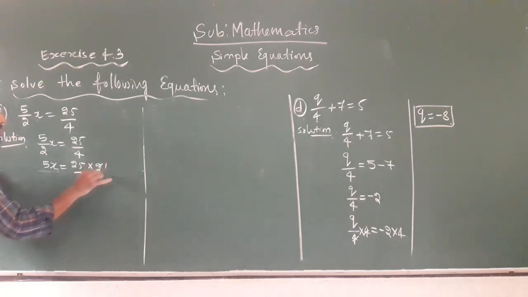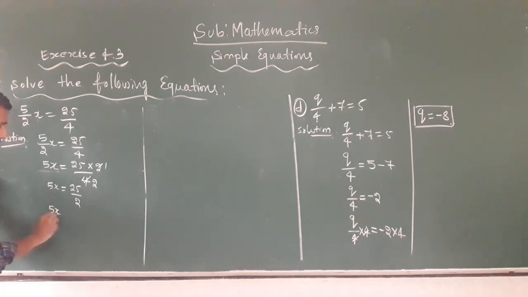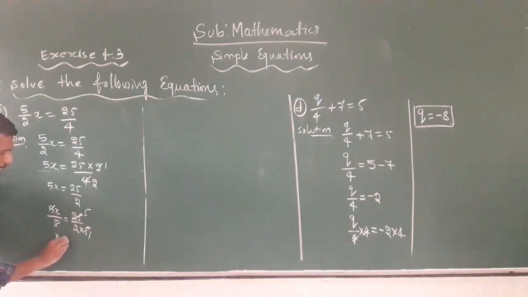By 4, 2 1s are 2, 2 2s are 4. Now 5x is equal to 25 by 2. When we divide by 5 on both sides, we are getting 5x by 5 is equal to 25 by 2 into 5. Now 5 1s are 5, 5 5s are 25. 5 will be cancelled here. x is equal to 5 by 2. This is the solution.